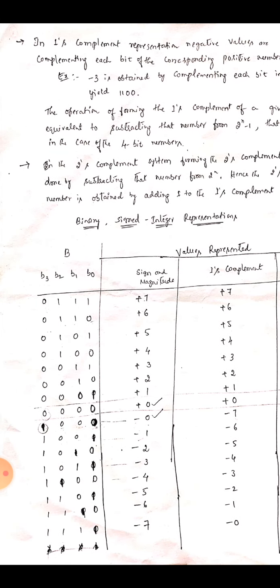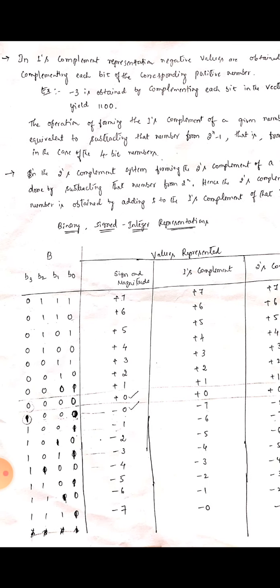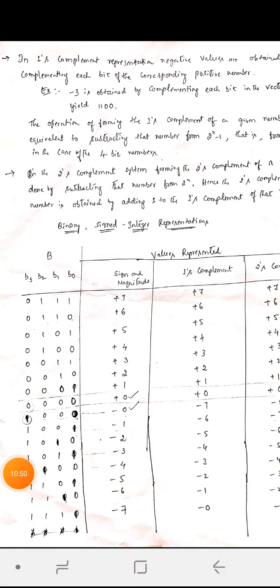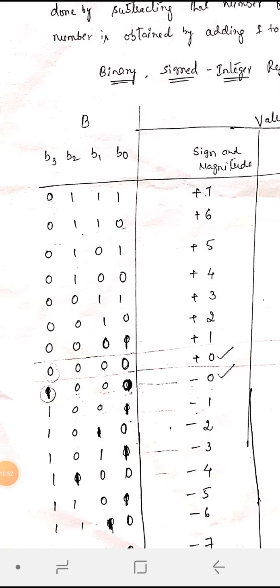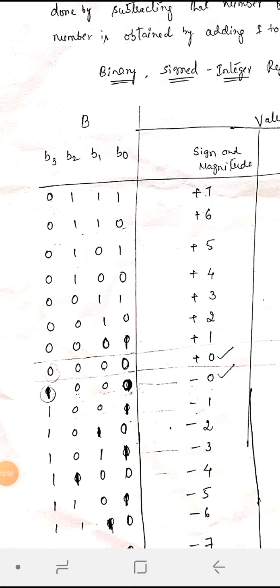So 7 is represented the same in all three methods: 1's complement, 2's complement, and sign and magnitude. Similarly, up to 0 we have the same representation. The difference comes when we try to represent the negative numbers. In sign and magnitude, if you just change the MSB from 0 to 1, then it becomes a negative number.